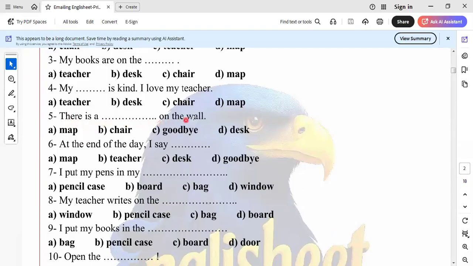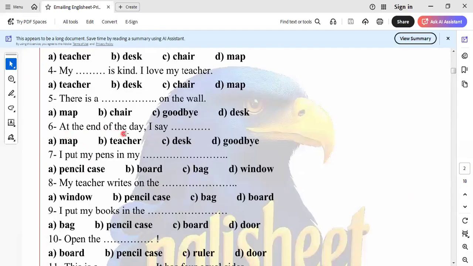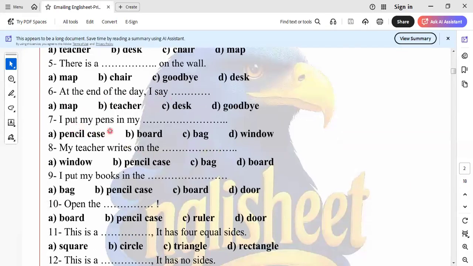There is a space on the wall. On the wall, we see what? We see chair, wrong. Goodbye, wrong. We see desk. Can we see a desk on the wall? No, it will be what? It will be here, map. At the end of the day, I say goodbye, clever pupils. I put my pencil in my pencil case.